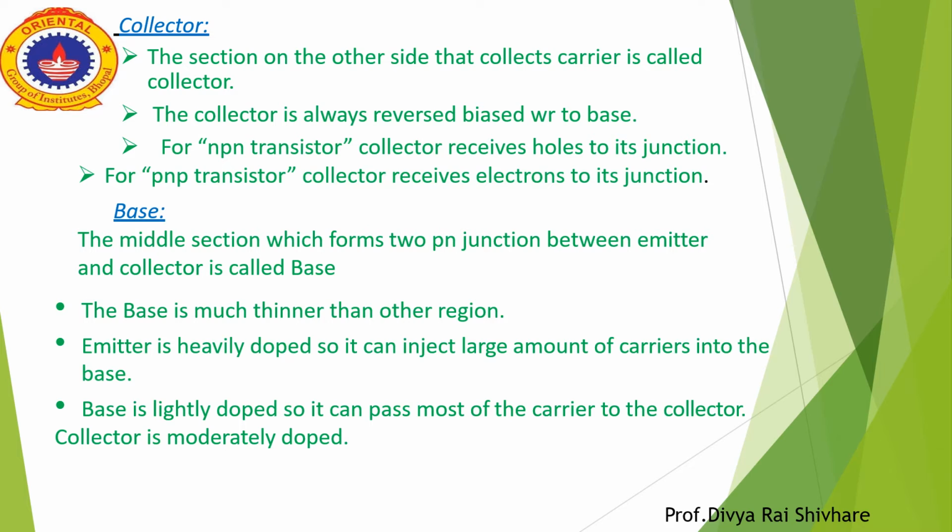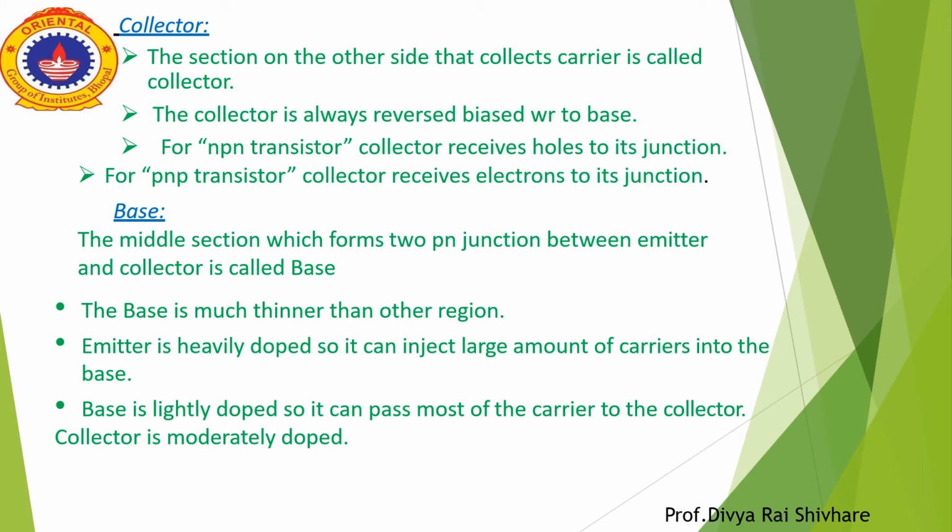Now collector. In collector, the section on the other side that collects carriers is called collector. Second one, the collector is always reverse biased with respect to base. And third one, for NPN transistor, collector receives electrons to its junction, and for PNP transistor, collector receives holes to its junction.